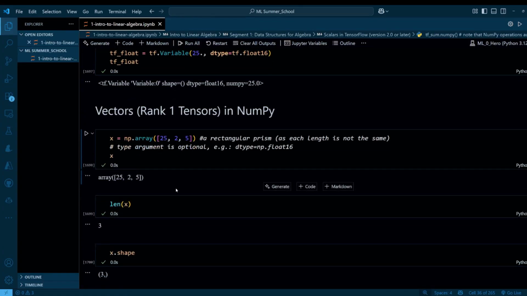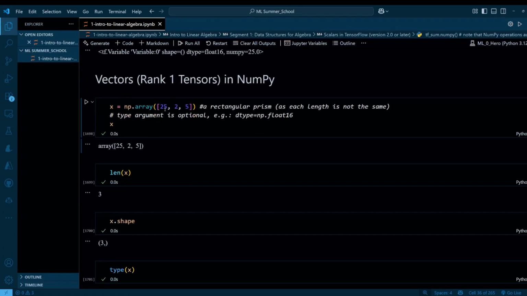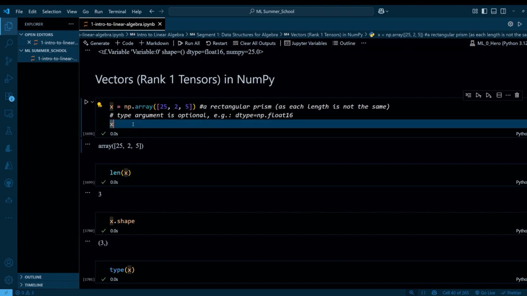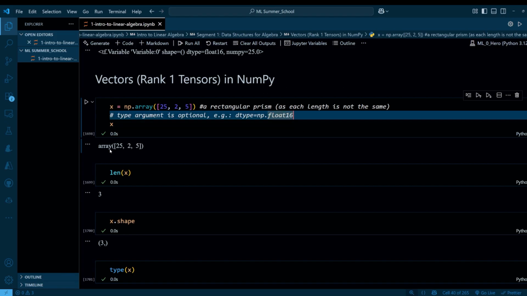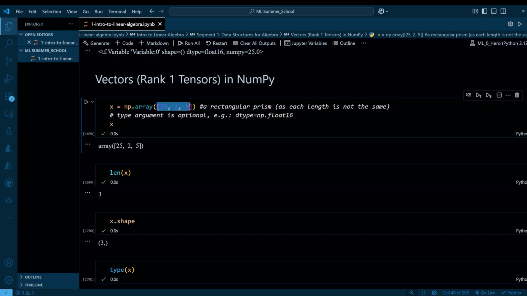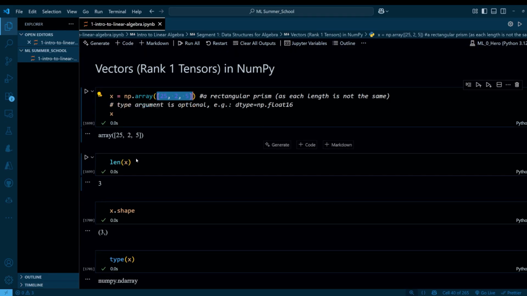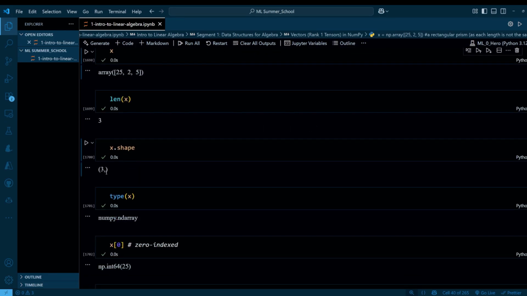Okay, vectors, interesting. So vectors, as mentioned, this is a vector of length 3. In NumPy, as I mentioned, we can do mathematical calculations and other things using NumPy. So np.array, you can just write 25 comma 2 comma 5, no problem. Then you can just print x. You can see this is an array, basically a NumPy array. You can see the length of this using len(x). You can see the length is 3, that means we have 3 values. You can see the shape, 3 comma.